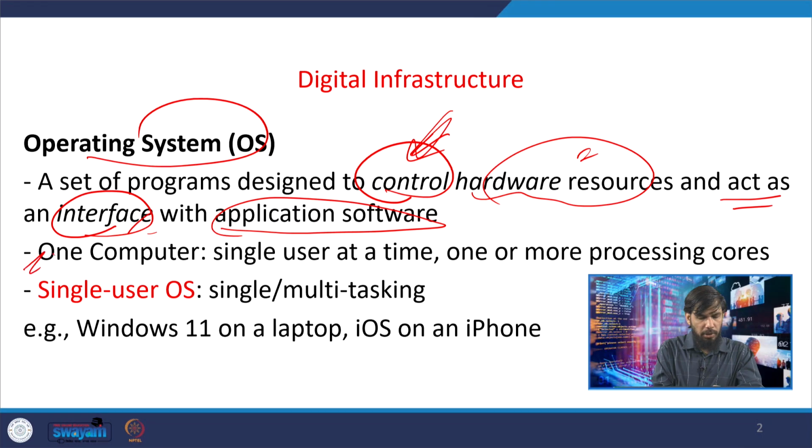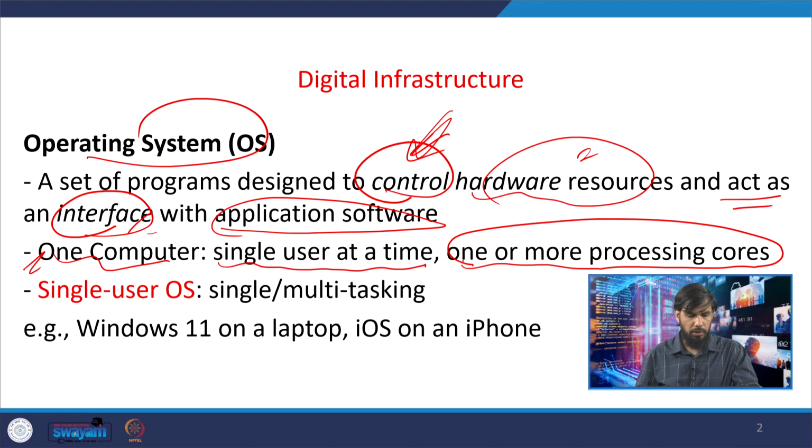One scenario is when the operating system is managing one computer, where we have a single user at a time, and there may be one or more processing cores. In this scenario, the operating system would be managing just one computer as a resource, and it will more likely be designed to allow interaction from a single user at a time. More than one user will not be allowed in this kind of scenario, and it might have just one processing core, with the single user running certain applications. So, one or more processing cores.